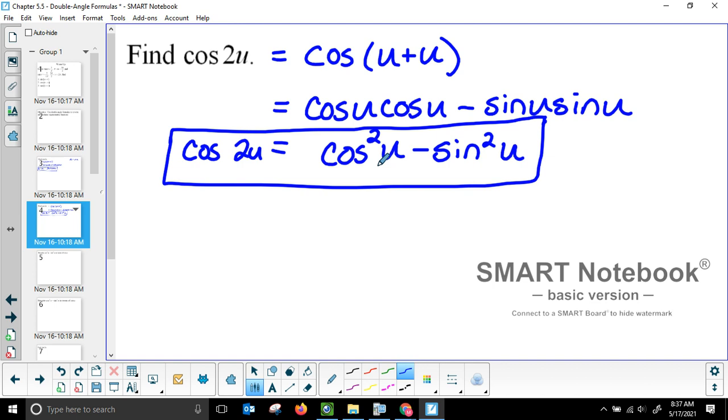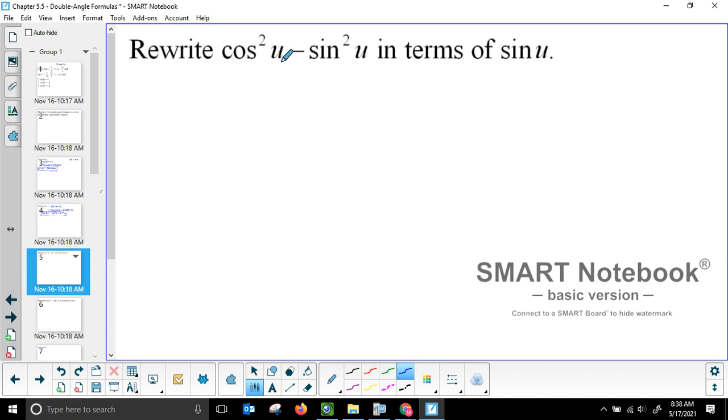Now, we can actually also modify this a little bit. Do we have some other identity that deals with cosine squared and sine squared? We sure do. Specifically, sine squared u plus cosine squared u is equal to 1. So we can actually use that to manipulate this a little bit differently. So here it says, write what we just found out, that cosine of 2u is equal to cosine squared u minus sine squared u, in terms of sine u. So we know that sine squared u plus cosine squared u is equal to 1.